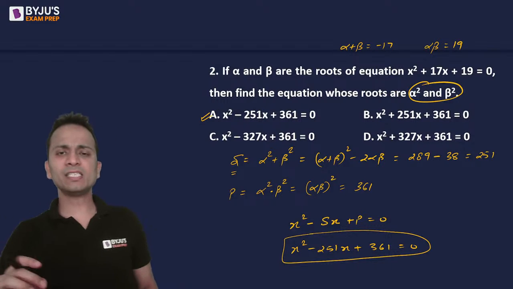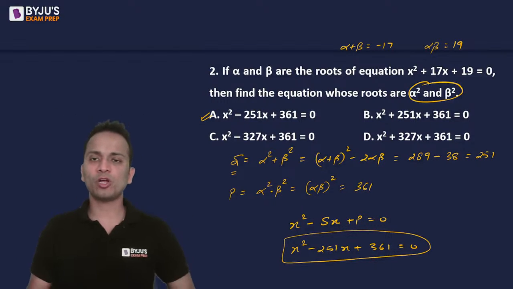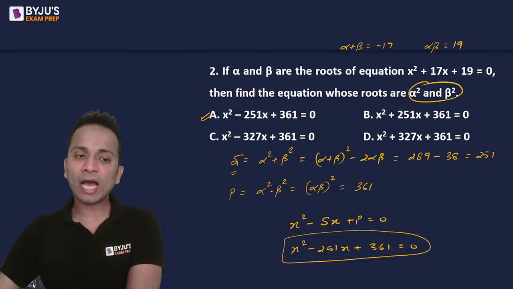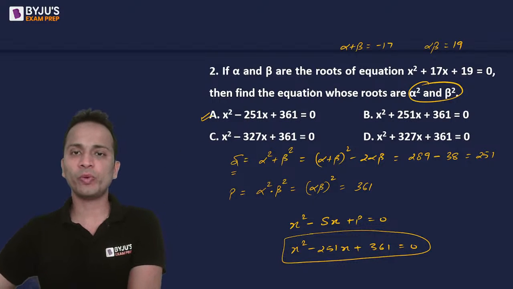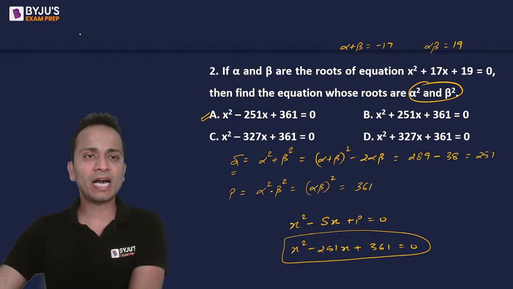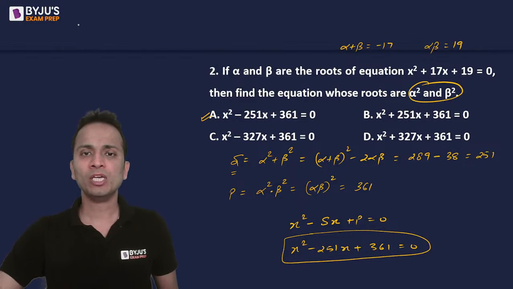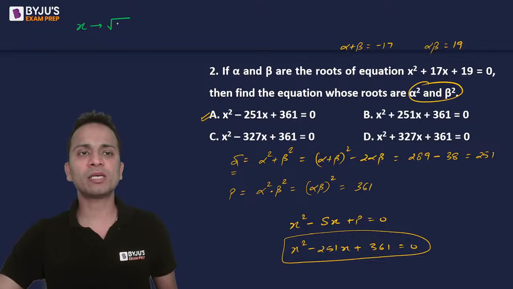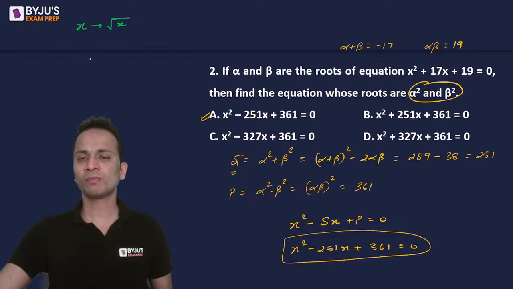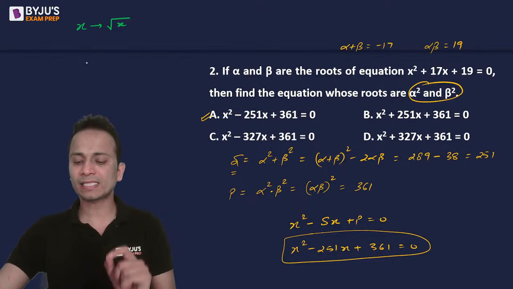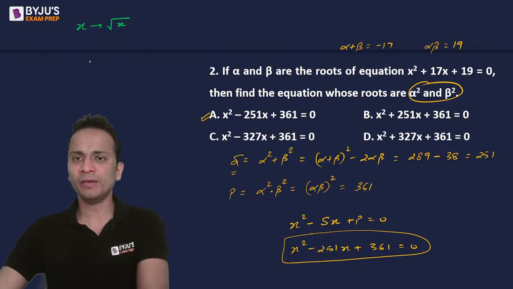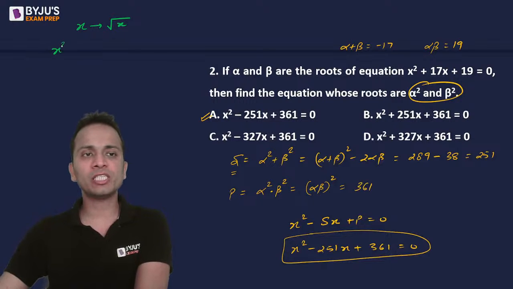Alright. Now this was the conventional way of solving this question. Now I'll give you an unconventional way, a shortcut way. Since you have to make another equation whose roots are squares of the roots of the given equation, in the original equation, instead of x, do the substitution by under root x. So substitute under root x instead of x. The original equation is x square plus 17x plus 19 equal to 0.